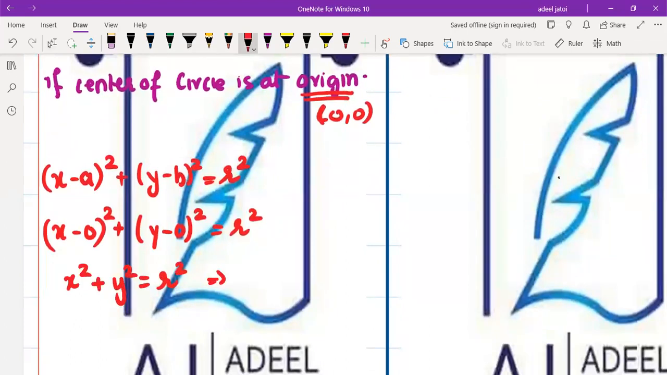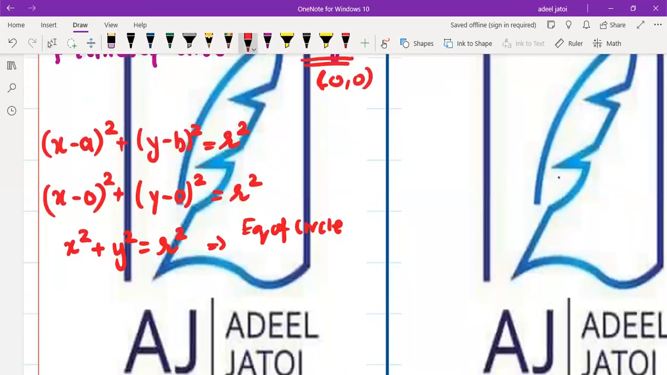This is your equation of the circle expression when the center is the origin.